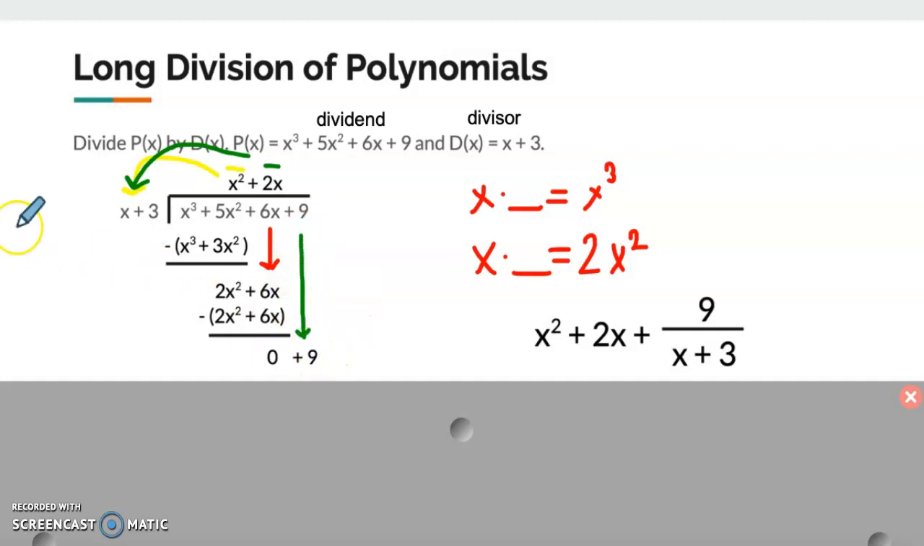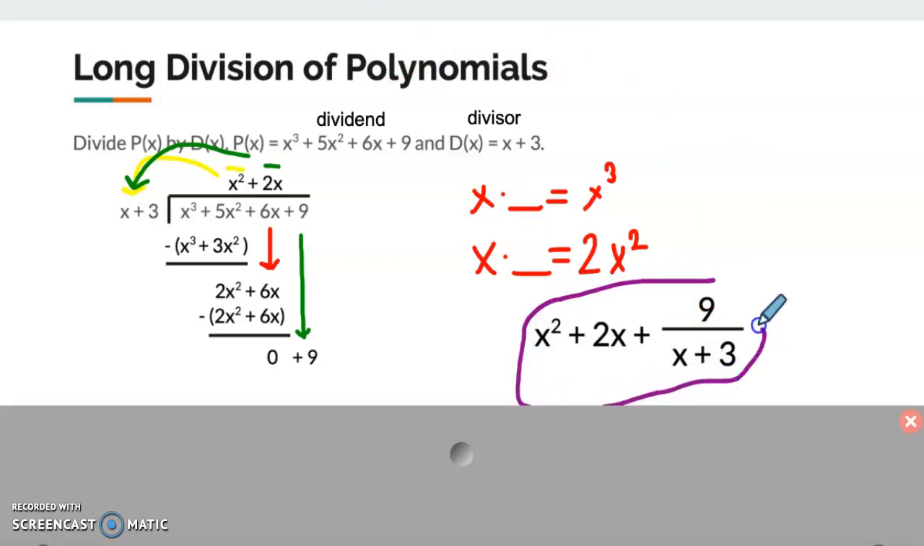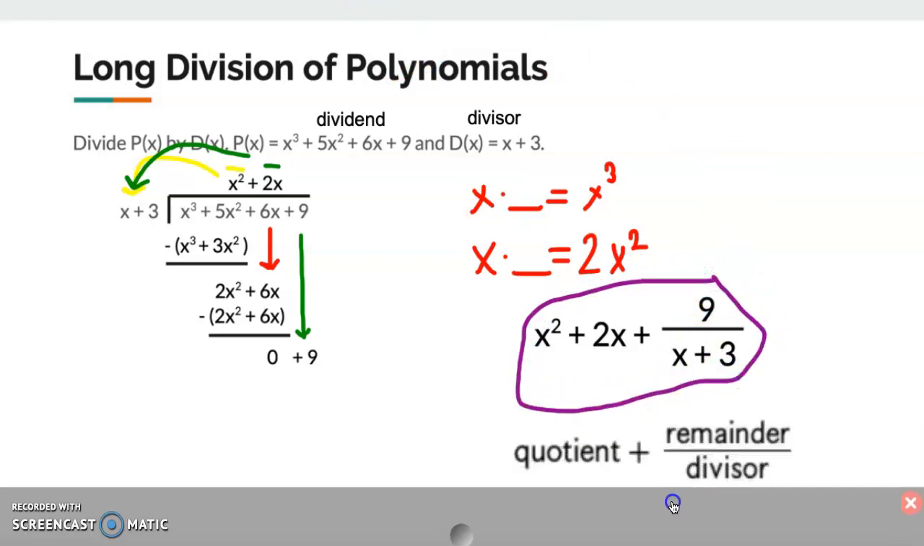If there's nothing else for me to go into, like I can't do x times blank to give me 9, it doesn't work. So once I'm done, there's my remainder. Here is how we want to write our final answer. I have the quotient, which is what's above my division bar, x squared plus 2x, plus my remainder, which is 9, over my divisor, which is x plus 3.